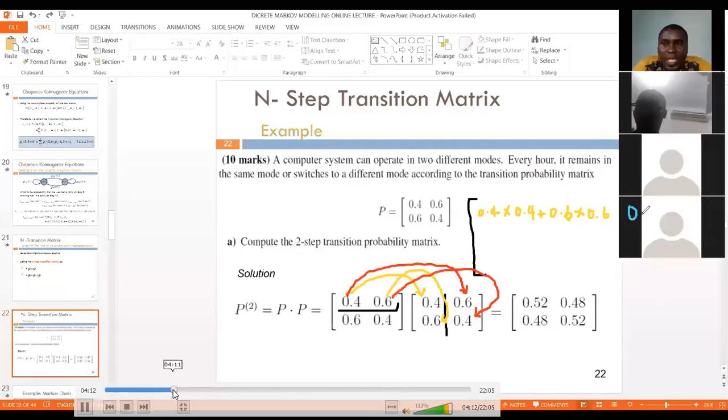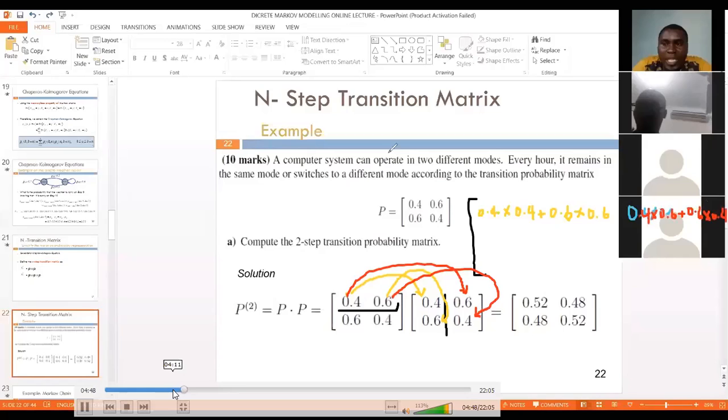Point 4 times what? Times 0.6. The color is not too visible. So 0.4 times 0.6, okay, plus 0.6 times what? Times 0.4. Okay.